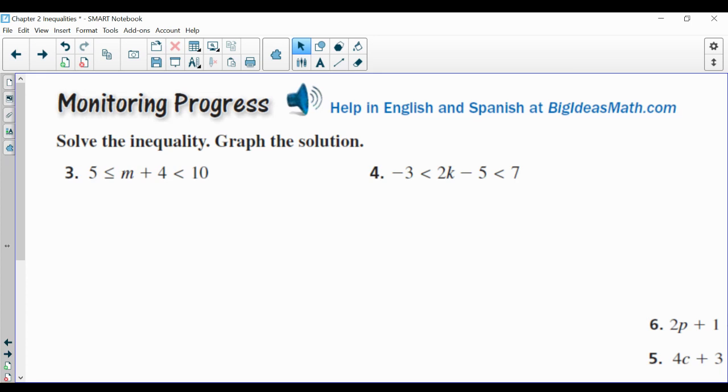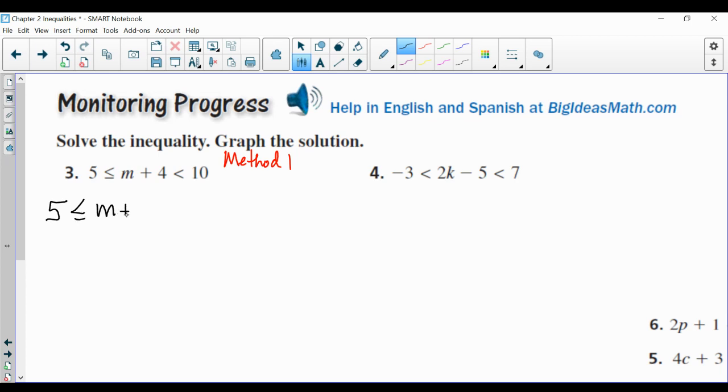I'm going to go ahead and use method 1 on number 3. All right, so let's use method 1 here, just because I want you to try both methods, okay, to see which one you like. So if I use method 1, I know that I'm creating 2 inequalities. And I'm writing the word and between them. So I have my 2 inequalities.